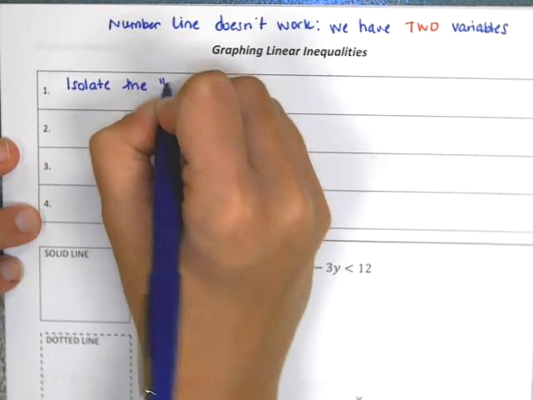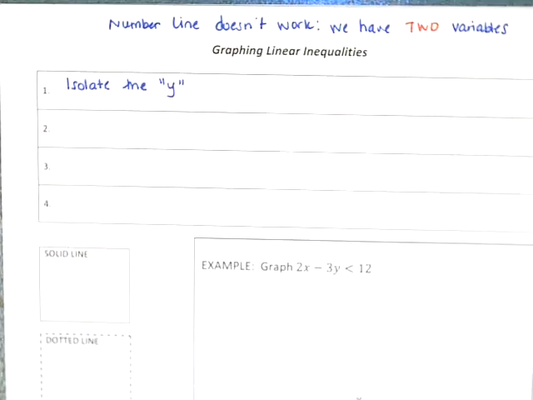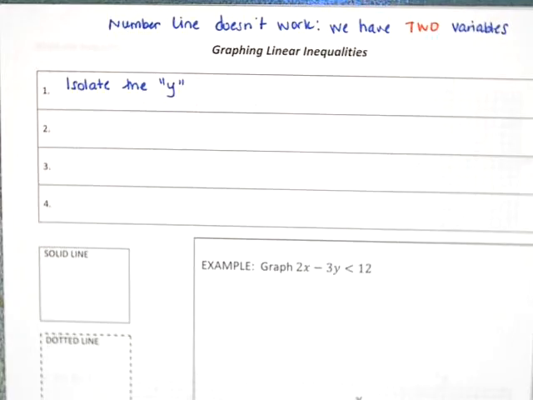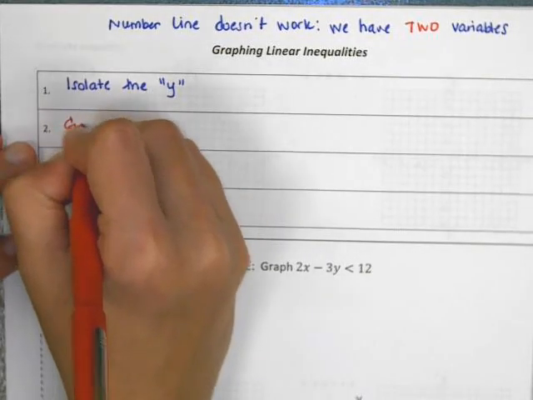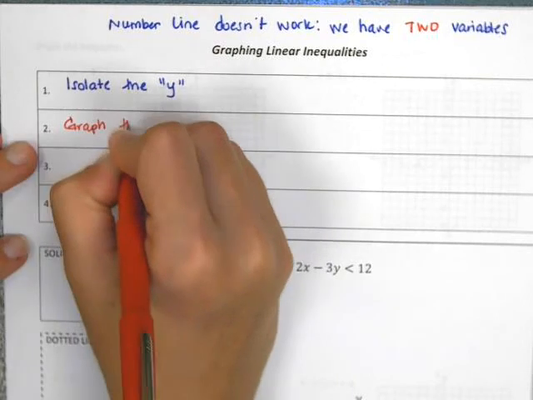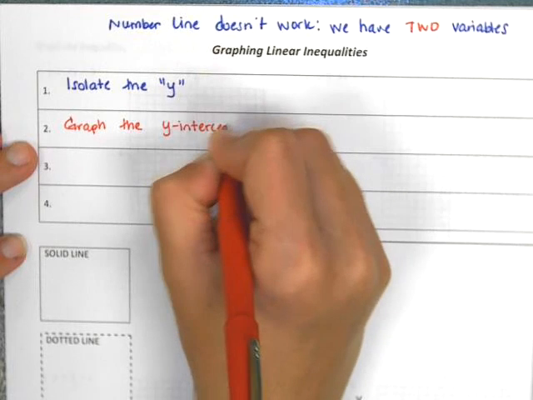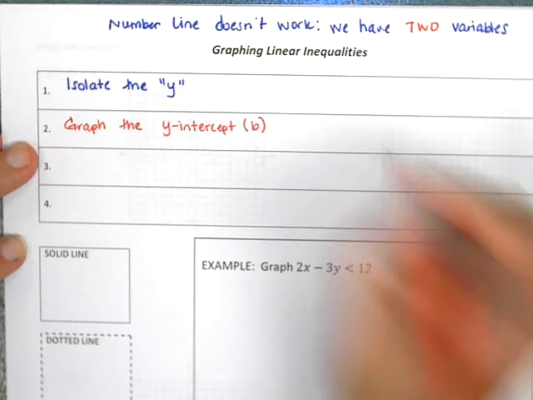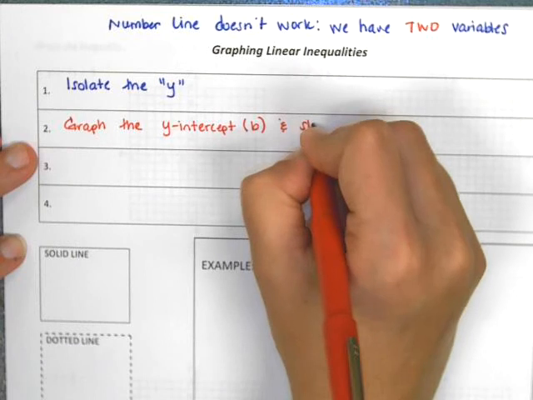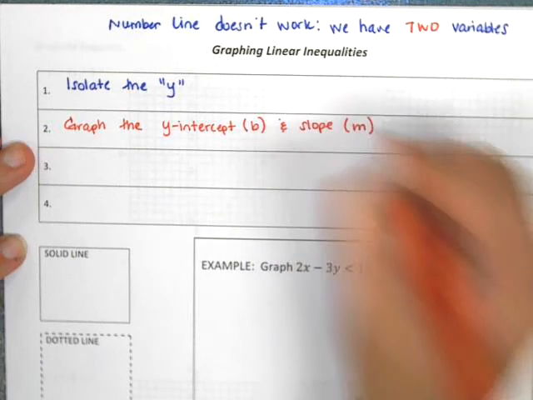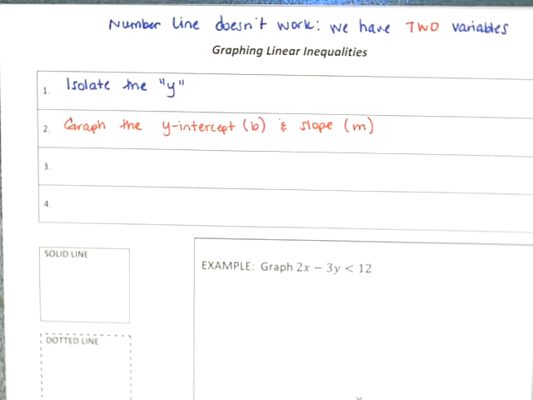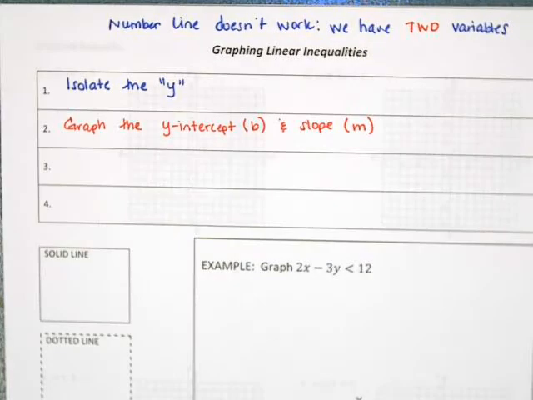the y variable. Now that means you may need to do some rearranging, so really pay attention to things like adding, subtracting, multiplying, and dividing to get y by itself. Then, after that, you graph the line like normal. So you are going to graph the y-intercept, which is the b value, and the slope, which is the m value. Again, this is something we've already learned how to do. We put a bunch of points on the graph.